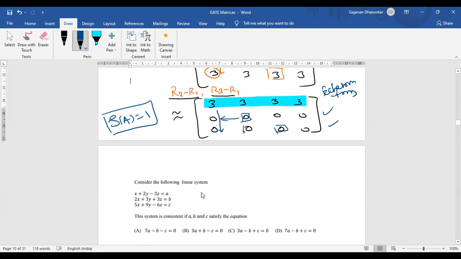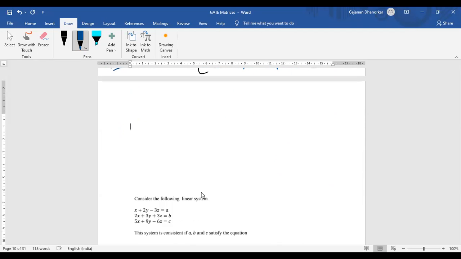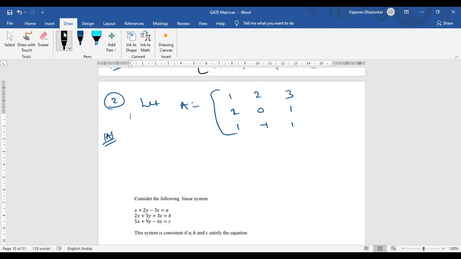And finally, 1, 2, 3, 2, 0, 1, minus 1. We have to find out rank of this matrix. Again, here, this problem is there in your exam. This matrix is a 3 by 3 matrix, and this is very easy to find out directly its determinant and find out its rank of matrix. But if my problem, I will try to.